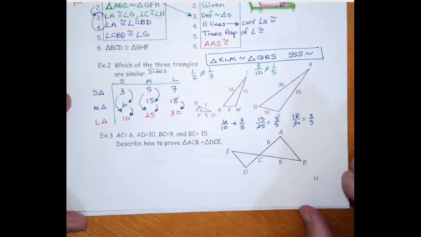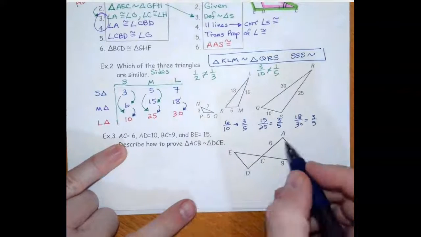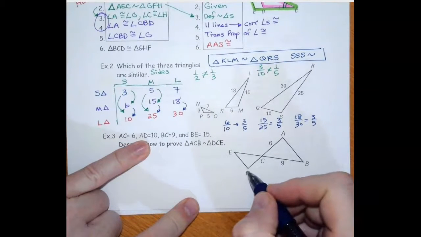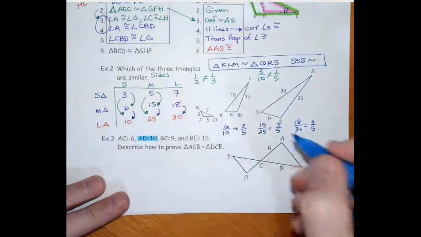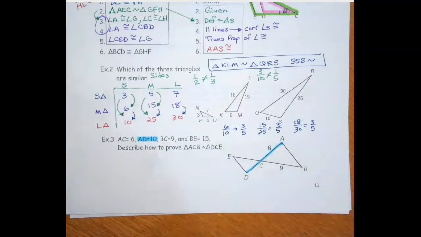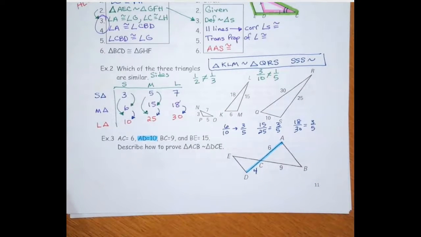Okay, last one on this page. Let's see here. AC is 6, that's already labeled for us. AD is 10. So if AD is 10, we can do a little more highlighting here if we want to. AD is 10. So that means that 10 minus 6 would be 4. So we know that's 4.